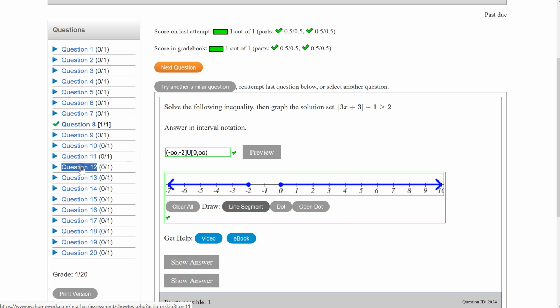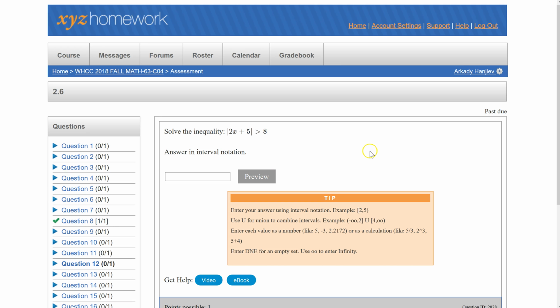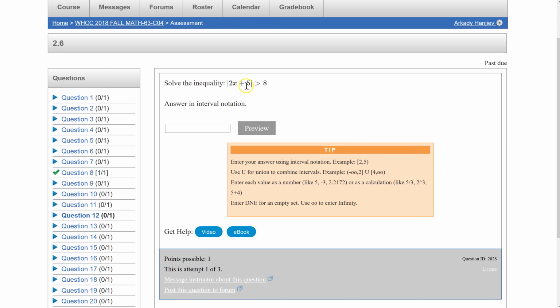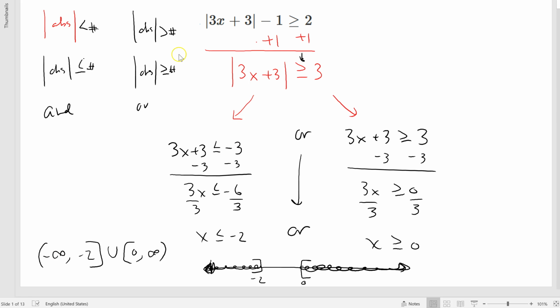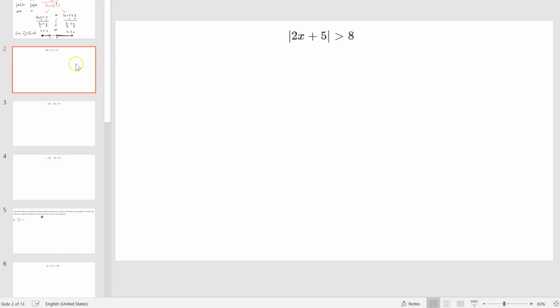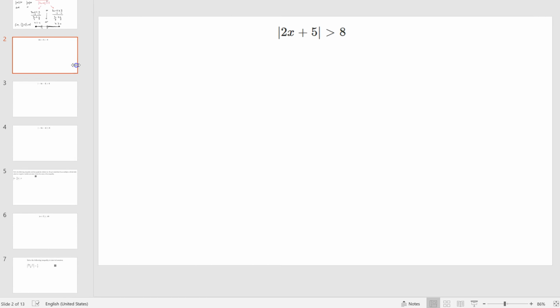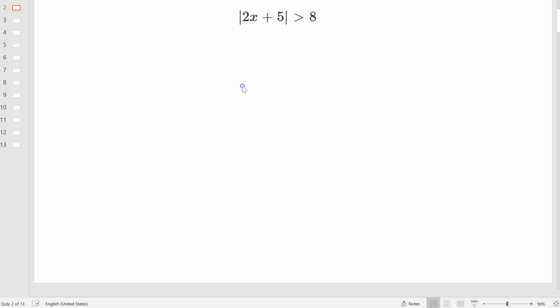I had another question for number 12. Jump to there. Similar to what we've just done before, it's absolute value of 2x plus 5 greater than 8. So let's go back to our slide. It's a greater than symbol, so it's this one right here. So it's going to be an OR statement as well. I built it already inside here, so I'm going to start solving this one.